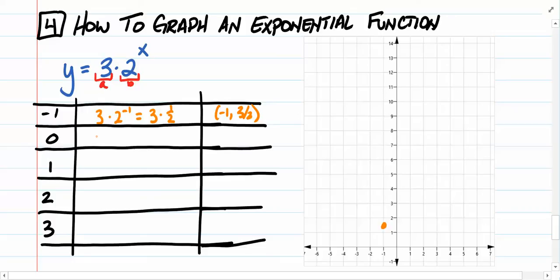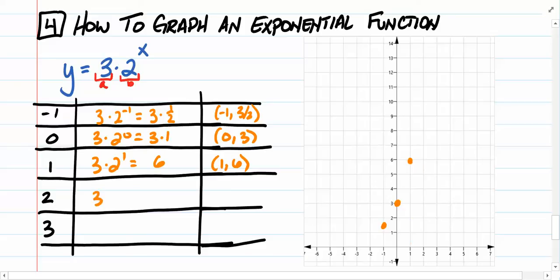Plug in a 0. I would have 3 times 2 to the 0. 2 to the 0 is 1, so that gives me a value of 3. So I'd have 0 comma 3, which would definitely be on the graph. Plugging in a 1, I would get 3 times 2 to the first. 2 to the first is 2, times 3 is 6. So I'd have 1 comma 6. Over at 1, I'd be up here at the number 6.